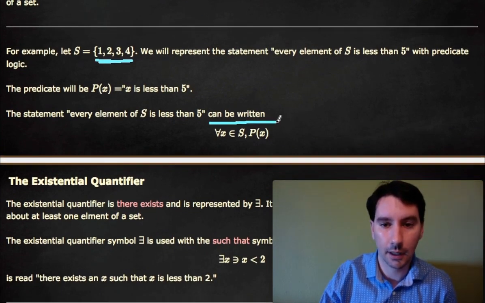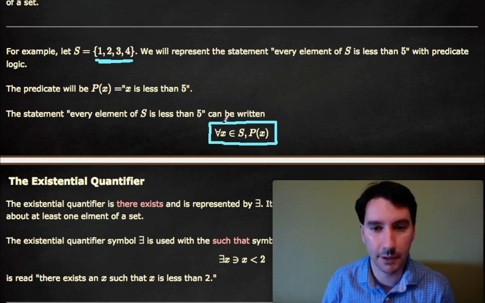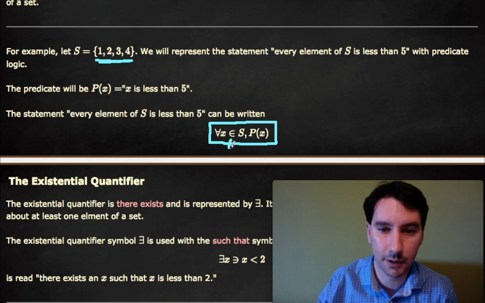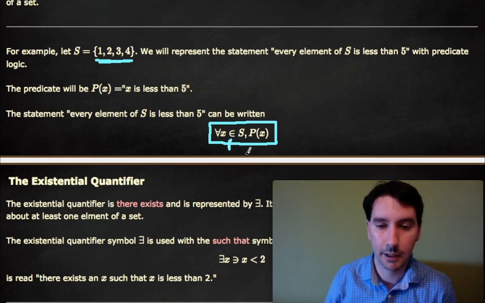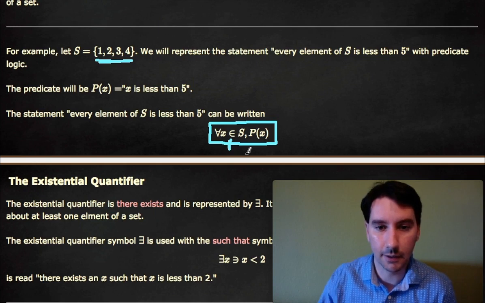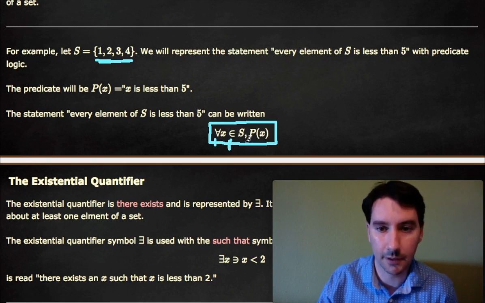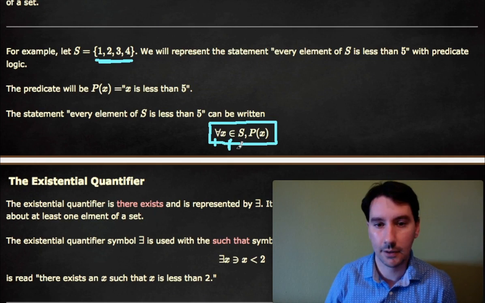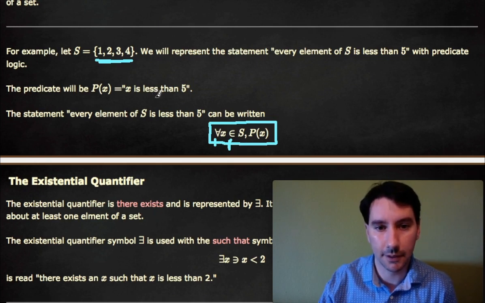So in this example, you're required to know a little bit of set theory. This symbol here is the element or membership symbol, just meaning "element of S." And this "for all" means every element of S. So every element of S is P(x), or is less than 5.